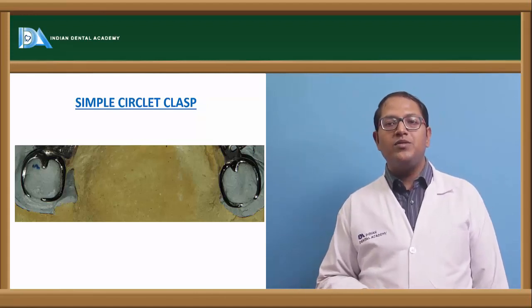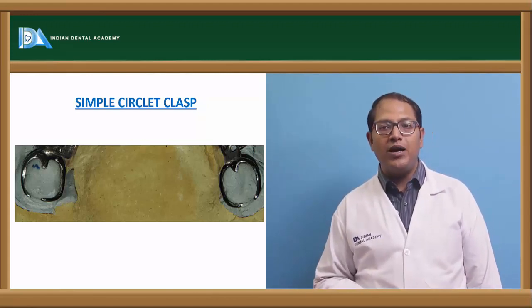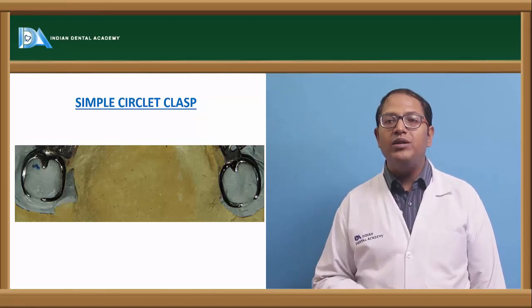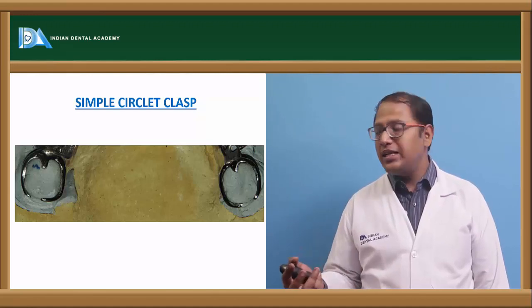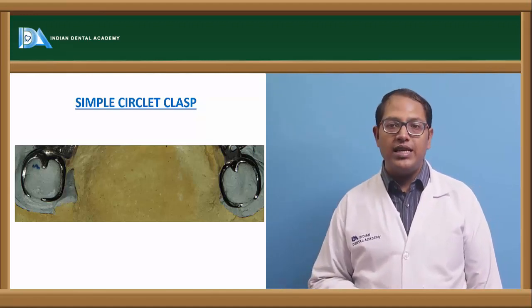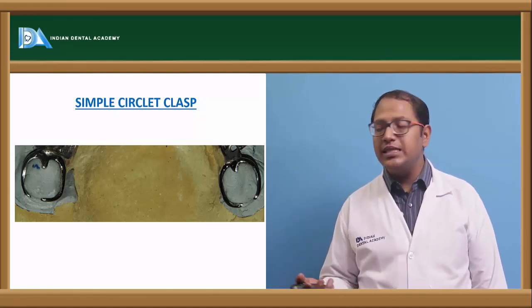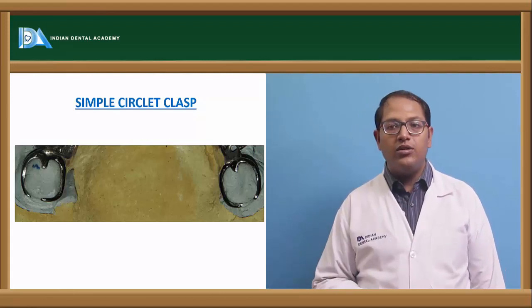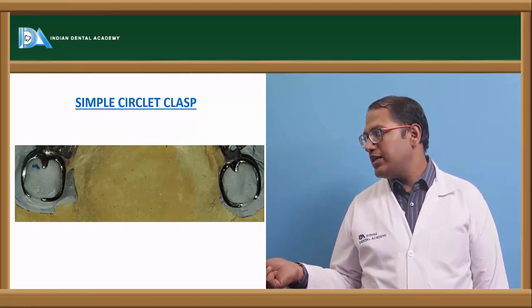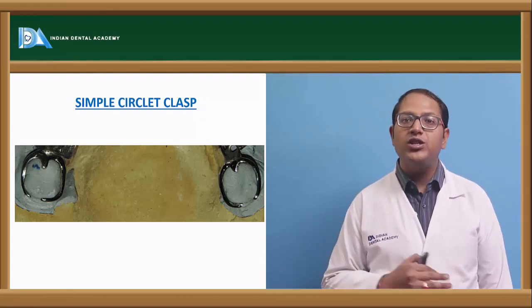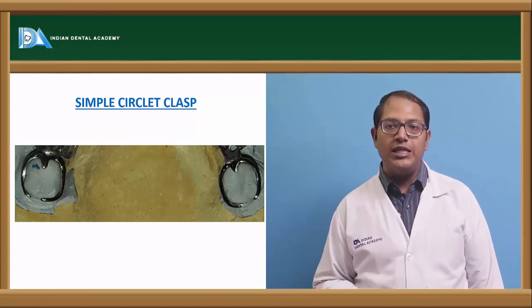It is the most common clasp of choice for the tooth-supported kind of partial denture, where the available undercut is permitted to be used. That is, the undercut next to the edentulous area is there. That is, we have a distobuccal undercut, and it engages the undercut remote from the edentulous space. We can see it should be away from the edentulous space. In those cases we can use a simple circlet clasp.